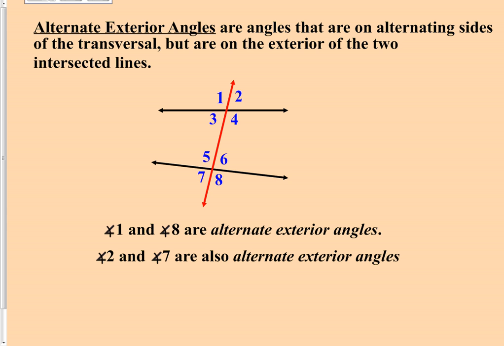alternate exterior angles would be angle 1 and angle 8, opposite sides of the transversal on the exterior space, and angle 2 and angle 7 also. Now, as tempting as it may sound, for whatever reason, there is no rule for same side exterior angles, but it works basically the same as same side interior.